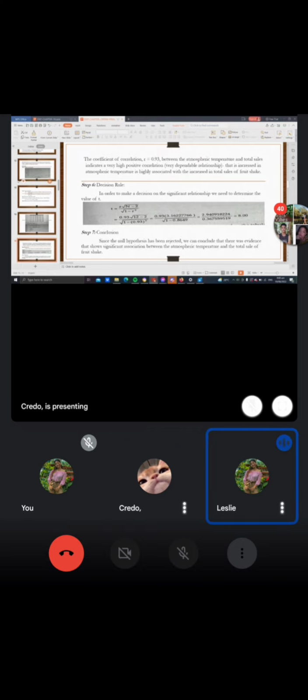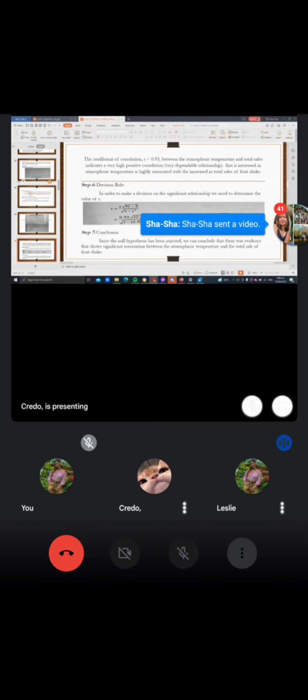Here follows step 6, which is the decision rule. In order to make a decision on the significant relationship, we need to determine the value of t. So, the picture shown here is how to solve the value of t. And step 7 is the conclusion. Since the null hypothesis has been rejected, we can conclude that there was evidence that shows significant association between the atmospheric temperature and the total sales of the fruit shakes.